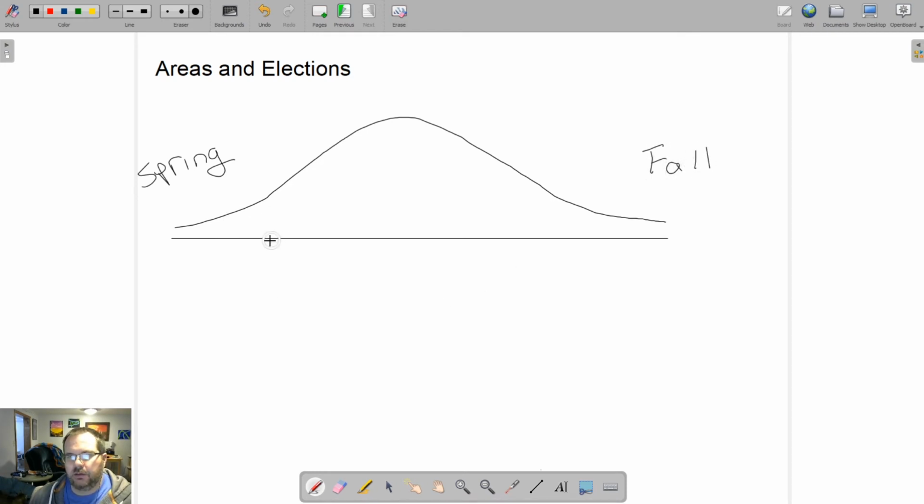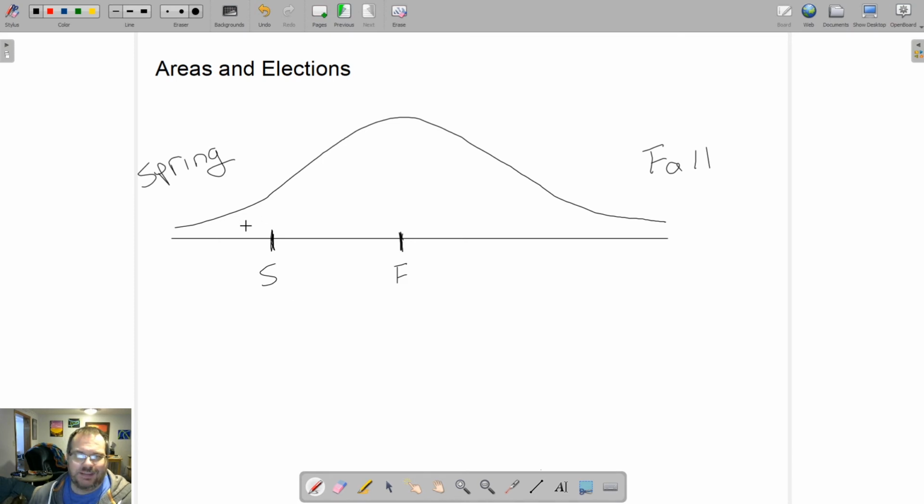And we got one candidate who is super, super, super into spring. We're going to call this candidate S. And we have another candidate who is pretty close to exactly in the middle. They like both spring and fall. And I asked you which one of these two is going to win.